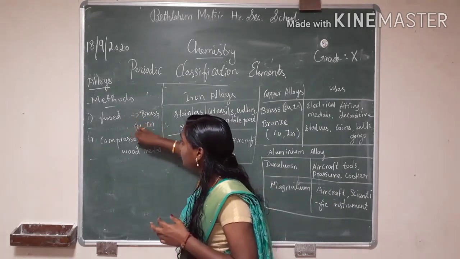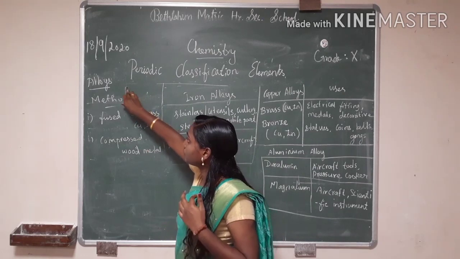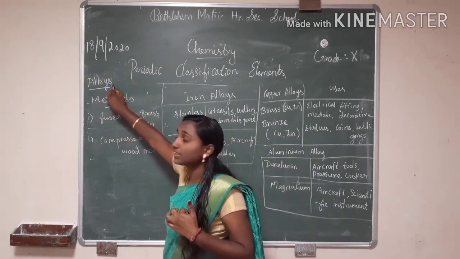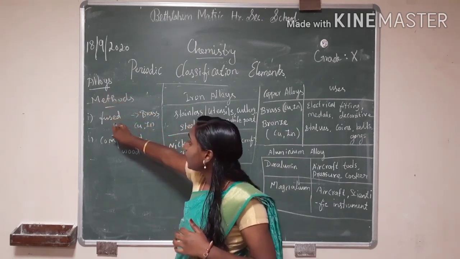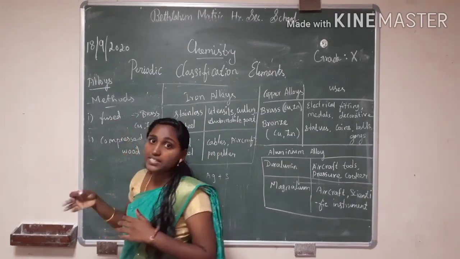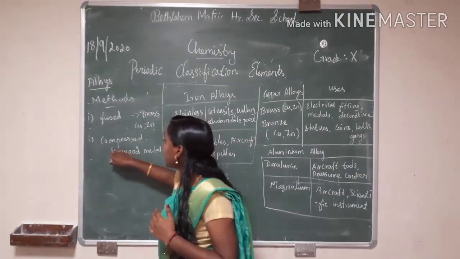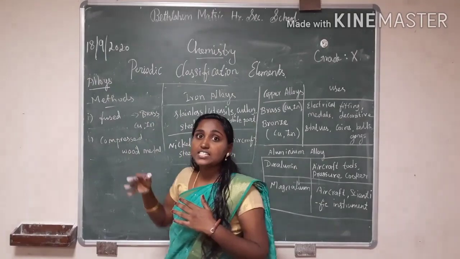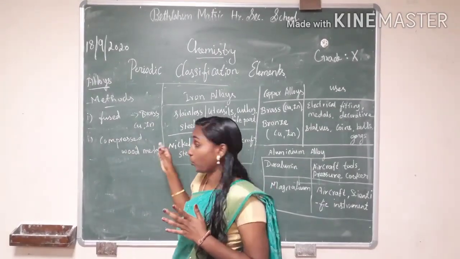So 2 methods we are using to make the alloys. What are the methods? By fusing the metals together. By compressing the metals into finely divided particles.